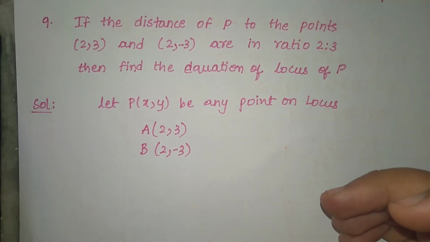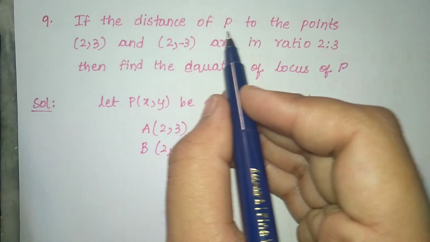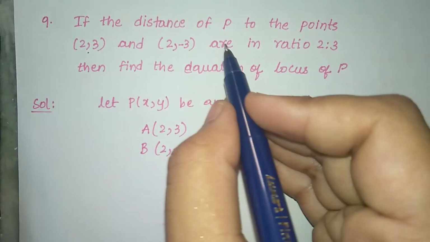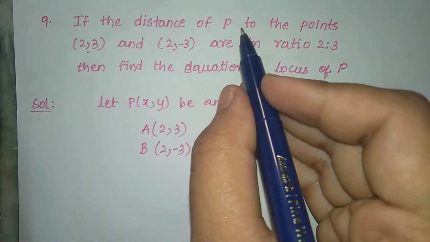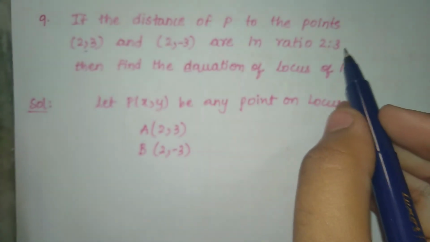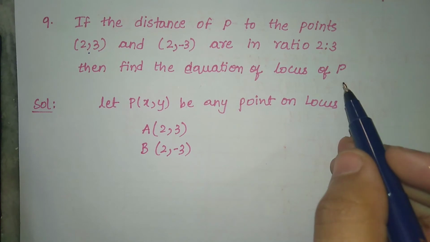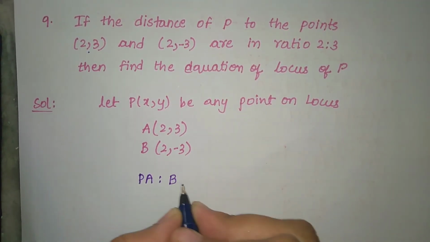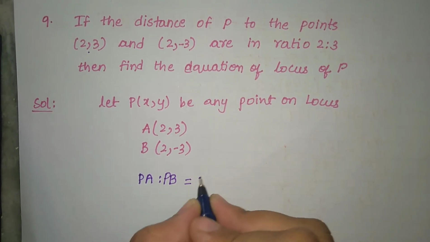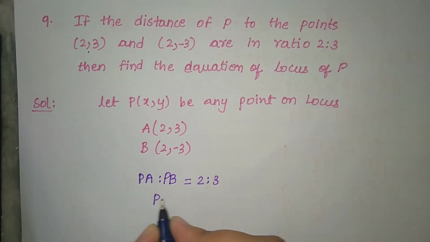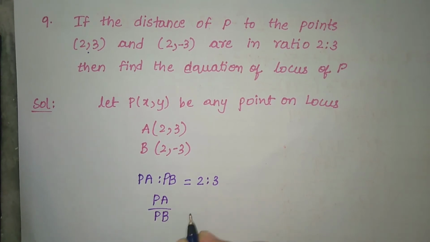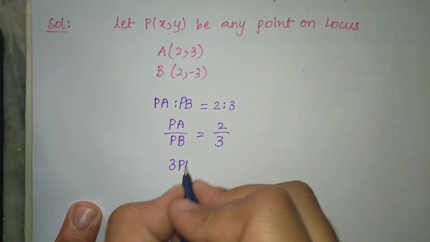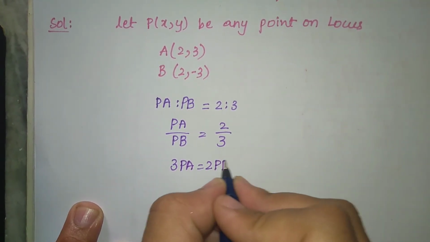So this is the next model. If the distance of point P to the points, let it be A, this be B, so the distances PA and PB are in the ratio 2:3. Then find the equation of locus of P. So PA is to PB is equal to 2:3. So this can be written as PA by PB is equal to 2/3.